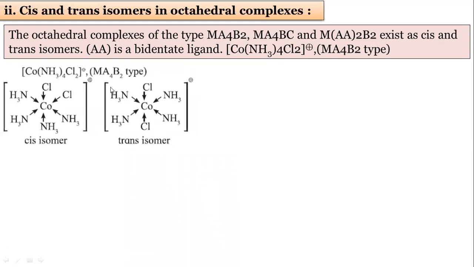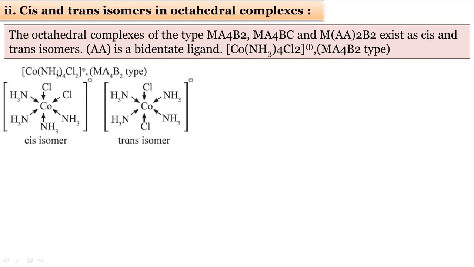See, this is an MA4B2 type of complex. M indicates metal, and A4 means there are 4 monodentate ligands. See, 4 ammonia. See here, 4 ammonia.